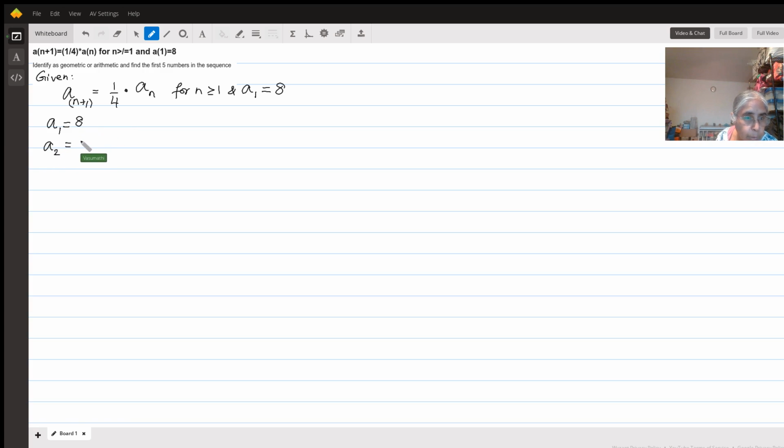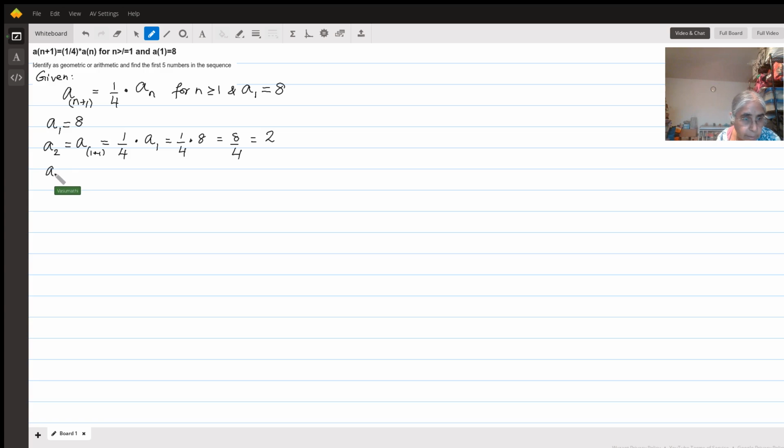Remember, a2 actually means a sub 1 plus 1. N takes the value 1. So you can start with the formula for the second term here. This will be 1/4 multiplied by a1, because the previous term to the second term is the first term. Okay, so now let's substitute here. This will be 1/4 multiplied by 8. So this is the same as 8 divided by 4, which is equal to 2.